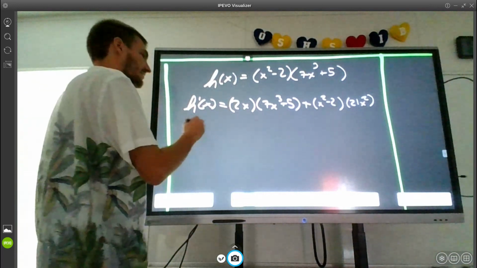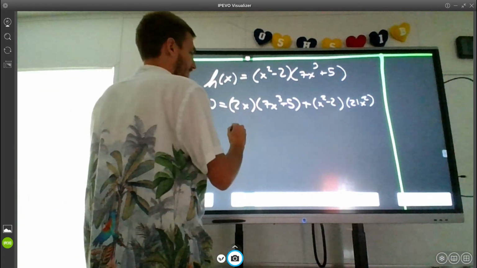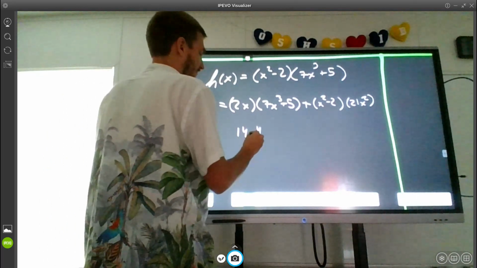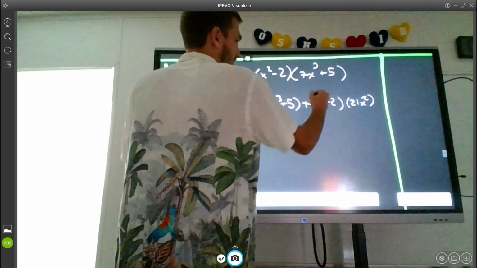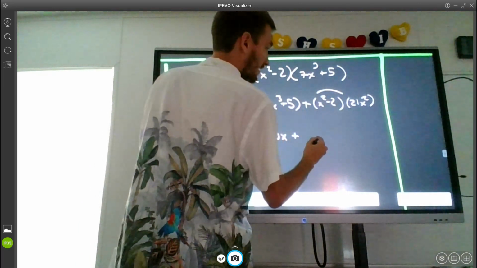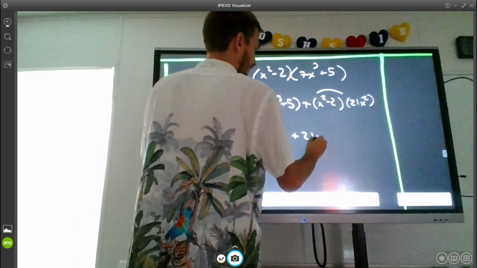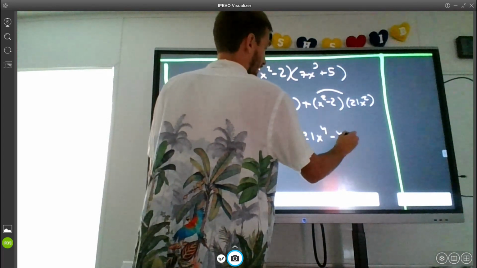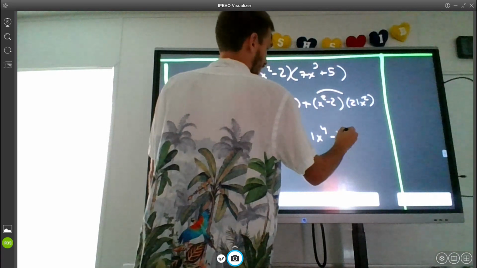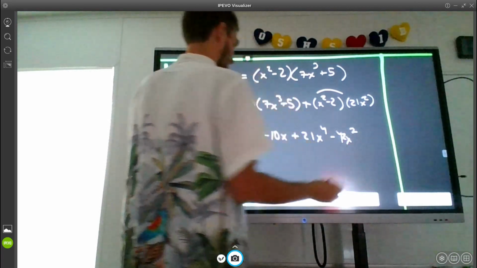Now we need to make it a little bit nicer. That would be 14x to the power 4 plus 10x. Plus over here, that's going to be 21x to the power 4 minus 42x squared.